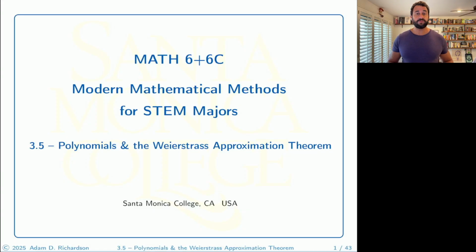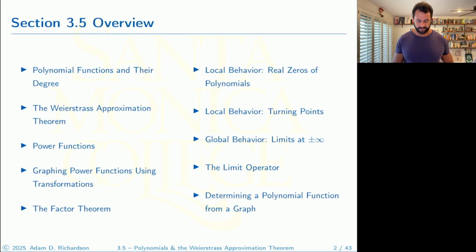So Section 3.5, we're kind of in the middle of this chapter on polynomials and rational functions. This one's all about polynomials and a very important and very famous theorem called the Weierstrass Approximation Theorem, or more generally, the Stone-Weierstrass Approximation Theorem. So here's the overview for the section.